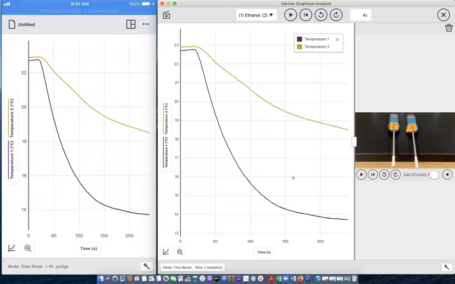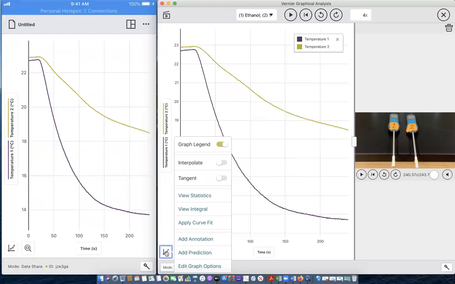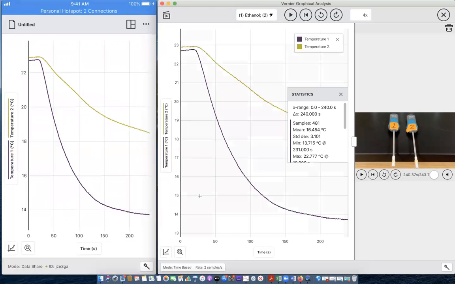Now, one of the things in this lab experiment that I asked them to do is to figure out the overall change in temperature. So the teacher could go down here and use the graph tools and say, show me the statistics for your results, your view statistics. And this will give you your changes in time. We did 240 seconds for data collection. But what we'll see is there's a delta Y, the change in temperature, and we had 9.063 degrees for temperature number 1, which was looking at the ethanol.